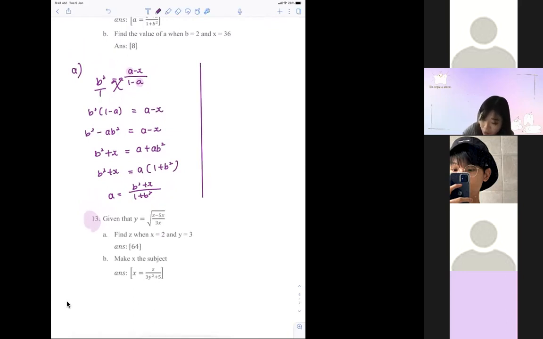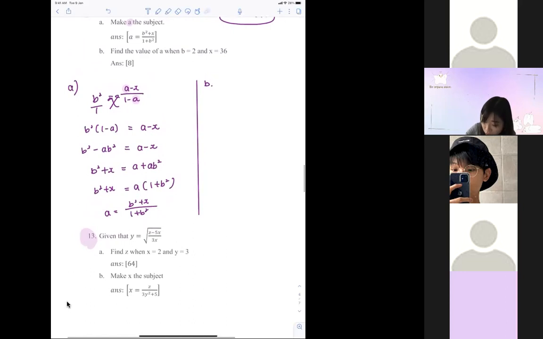Okay, for part B, when you want to find the value of A, you can use your answer here. Just copy, and then sub in the answer. Usually I will try to simplify first, then key in the calculator, so I don't make any careless mistake.